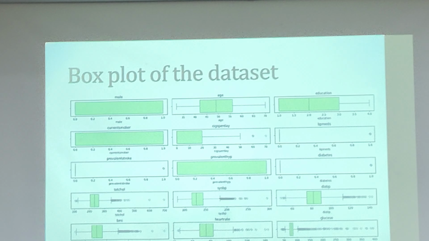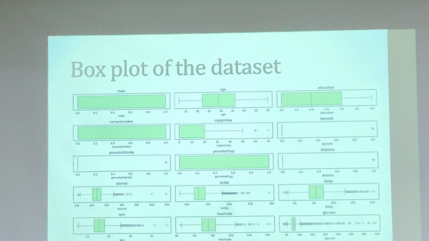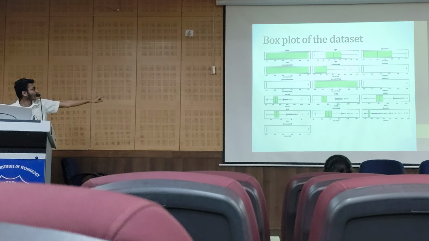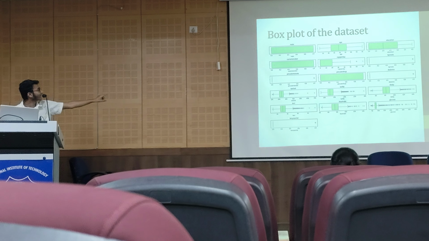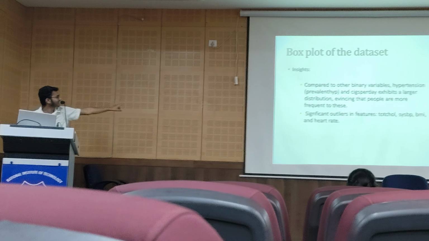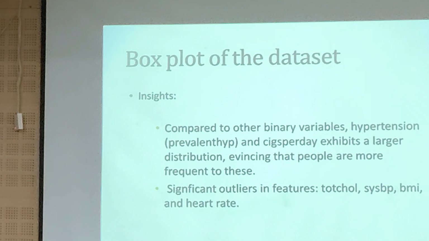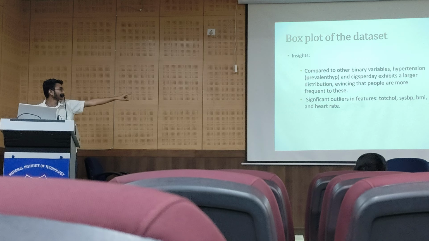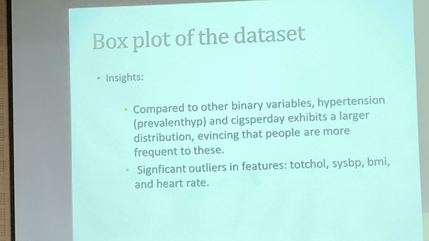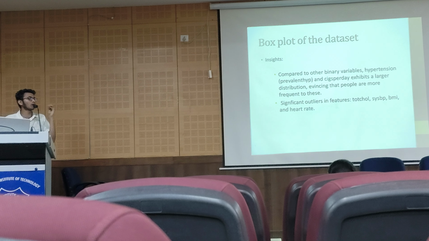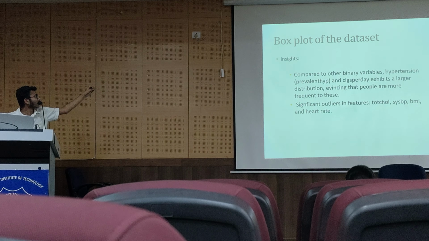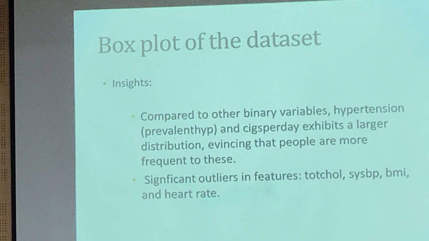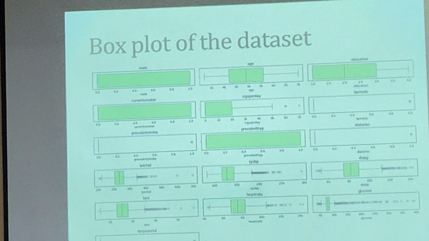And this is a box plot. From this box plot, we can clearly see which features have outliers, and these are the insights from that. There are significant outliers in features like systolic blood pressure, BMI, heart rate, and total cholesterol. For any person who has to be treated for cardiovascular disease and hypertension, and their age, those are the important factors that the box plot is telling.